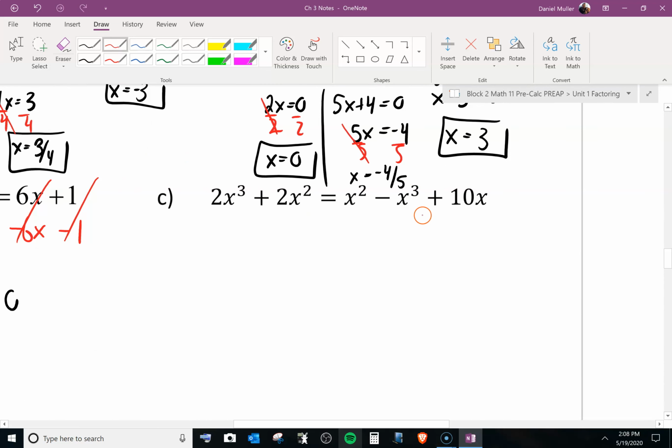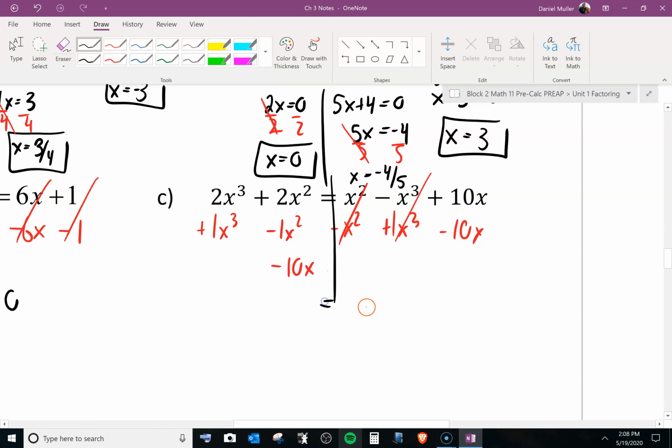Okay, so I'm going to bring all of these 3 things over. So plus an x cubed, plus an x cubed, it's a 1x cubed. Minus an x squared, minus a 1x squared. And then minus a 10x, and that can't go anywhere. I'll just chuck that over there. So here's my equal sign. Everything is gone now on the right, so it's 0. 2x cubed plus 1x cubed is a 3x cubed. 2x squared minus 1x squared, 2 minus 1 is just a 1, so it's a 1x squared minus the 10x.